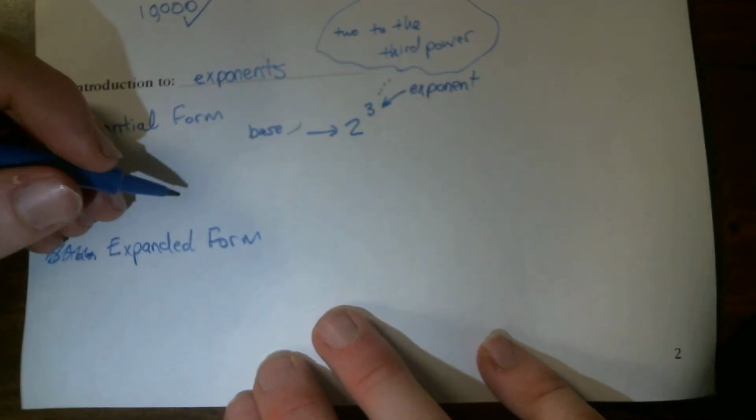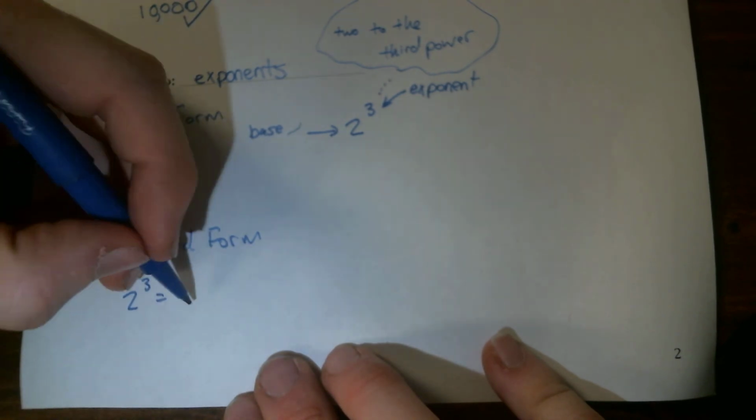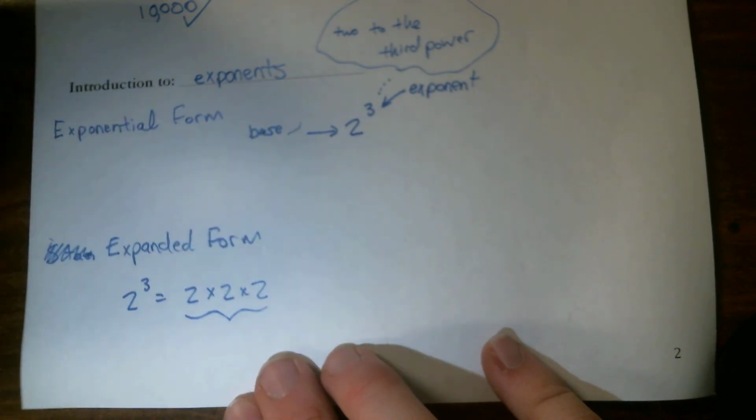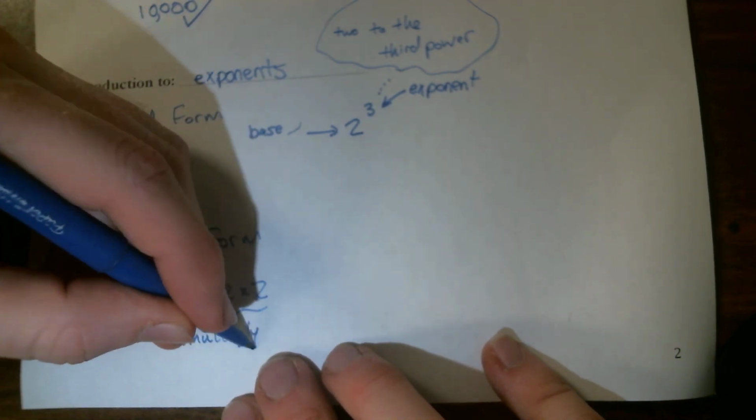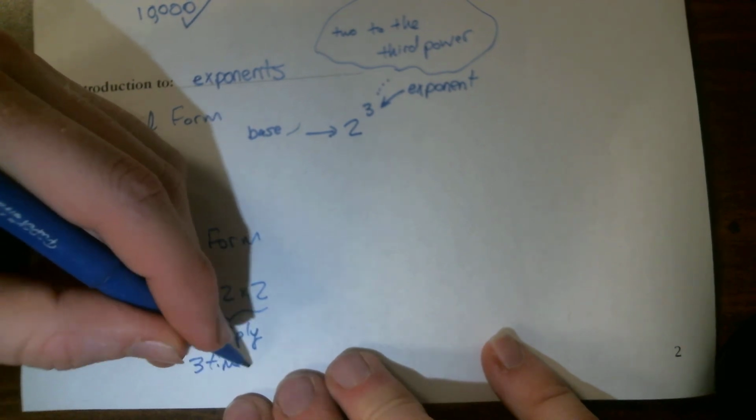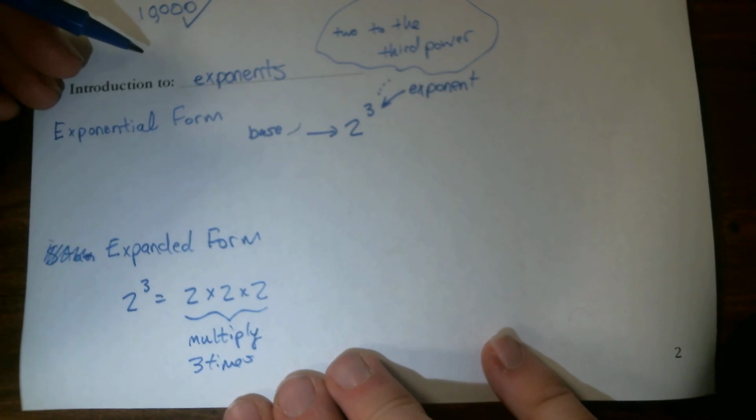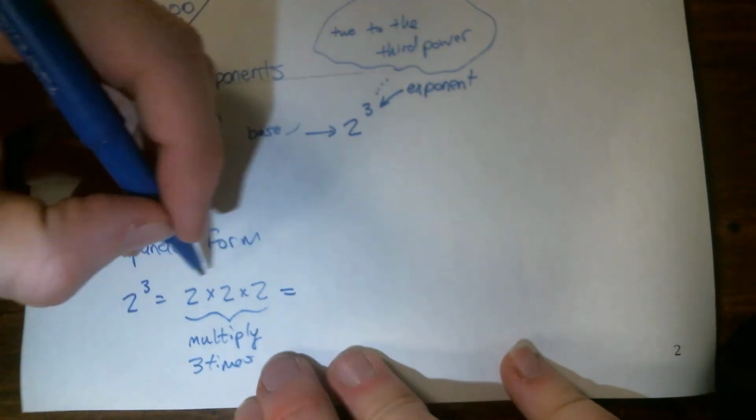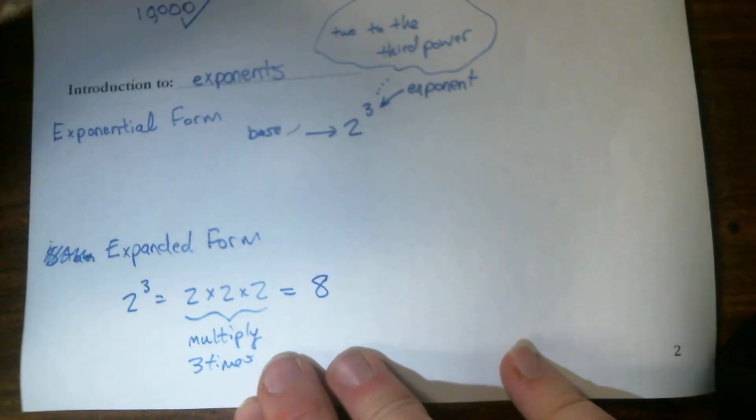So down here in expanded form, 2 to the third power looks like this. It means 2 times 2 times 2. So I multiplied it 3 times. And how did I know that? Because this little number, my exponent, tells me how many times to multiply it. So what would this be equal to? Well, 2 times 2 is 4. 4 times 2 is 8.